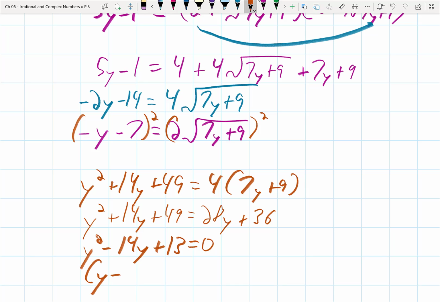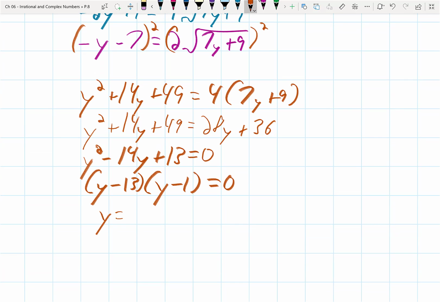Factor: y minus 13 and y minus 1. And you get two solutions: y is equal to 13 or y is equal to 1. Now, I'm going to let some people catch up here for a second while we talk about a couple of things. This is a true Algebra 2 problem because it took multiple steps and skills. You have to remember how to factor, how to distribute, how to multiply binomials. You have to solve by squaring both sides, and you have to move things around.